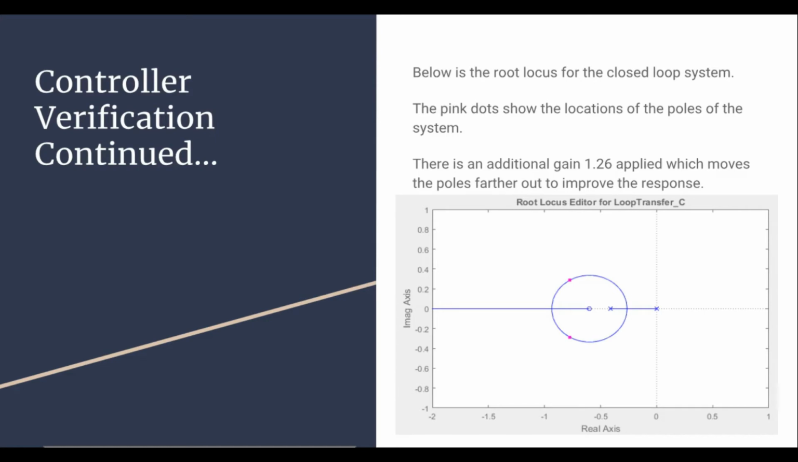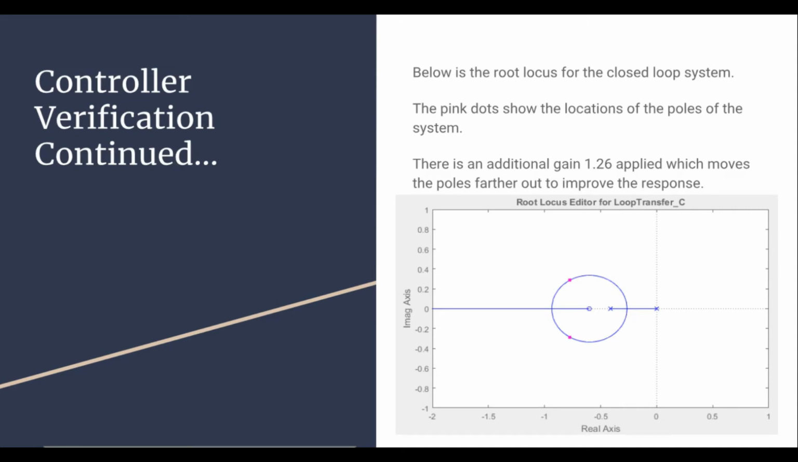Here is the root locus for our system. Our system's controller has a proportional gain of 947.591 and a differential gain of 568.555. We also added a gain on top of that of 1.26 to move the poles farther out and increase our system's effectiveness. When factoring this in, our system's controller will be 1193.965 divided by S times the quantity of S plus 0.6.